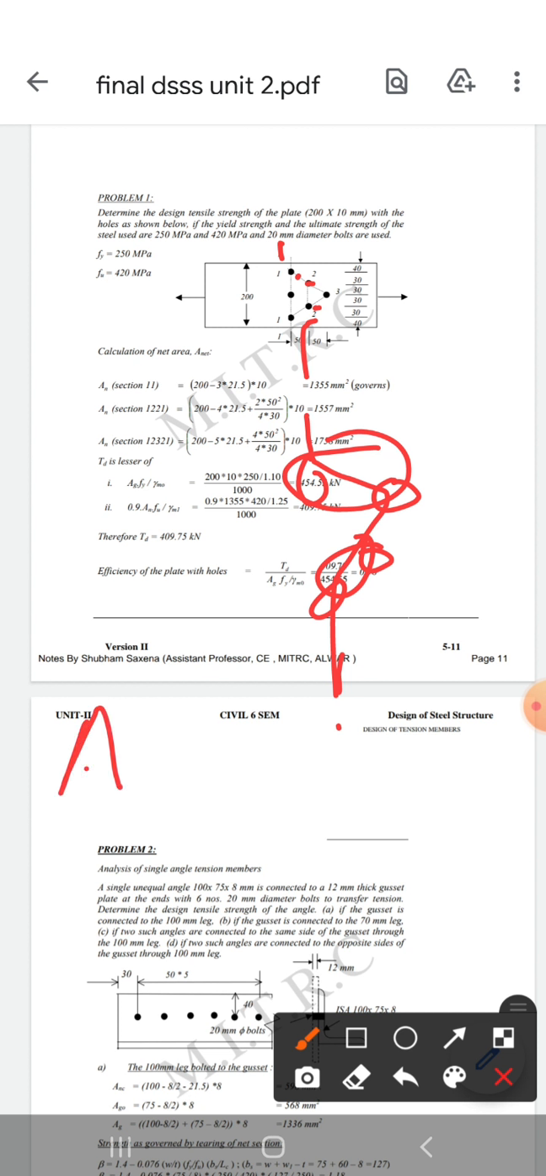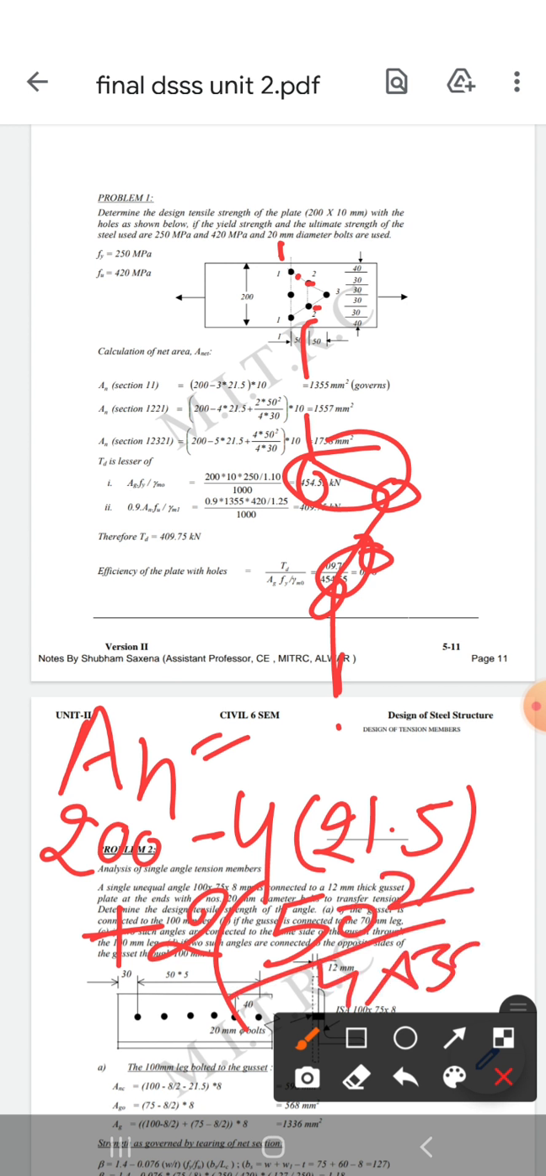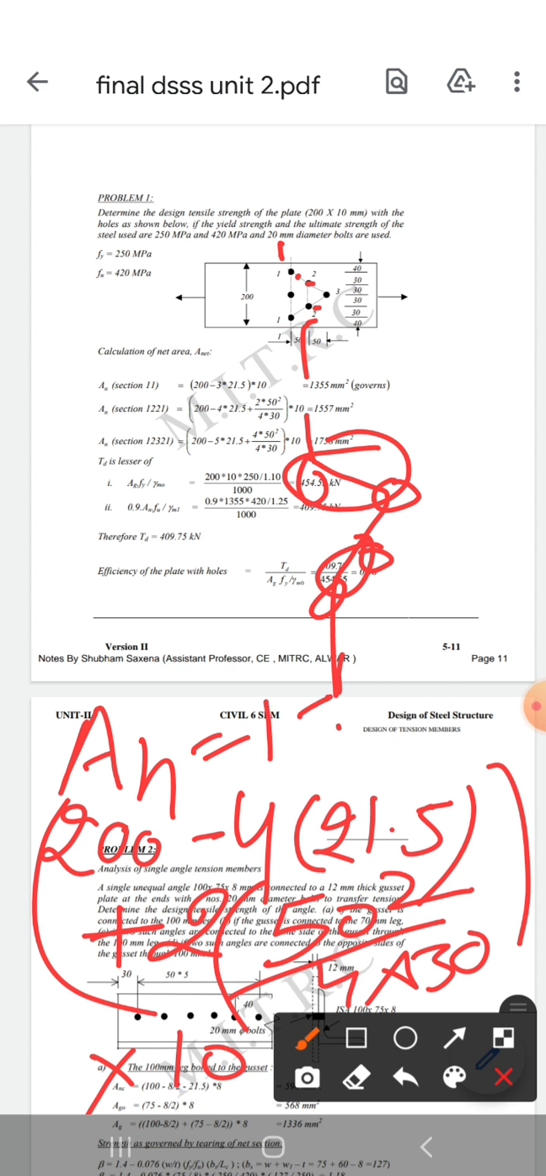So the net area can be written as total width is 200 minus 4 bolt holes, so 4 into 21.5, plus 2 staggered pitches, so 2 multiplied by staggered pitch 50 square divided by 4 into g, the value of g is 30, and this whole is multiplied by 10 because 10 is the thickness of plate. So A net in this case is calculated as 1557 mm square. Okay, so this is the second case.